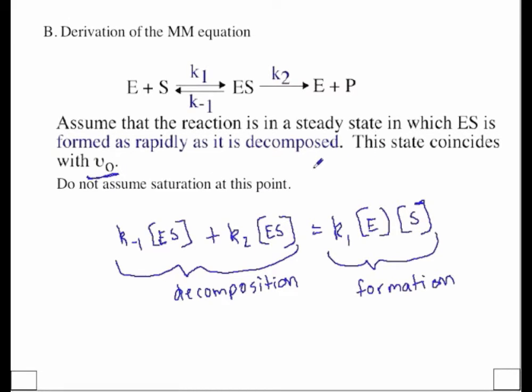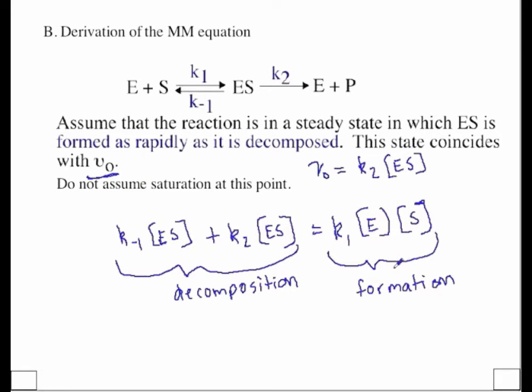And there's also an equation that we should always keep in mind for initial velocity. What is the rate equation describing initial velocity? We've written this several times, right? Initial velocity equals K2, the rate constant for the rate limiting step, times ES, the enzyme substrate complex. So bearing in mind that this is true in terms of discussing the initial velocity.